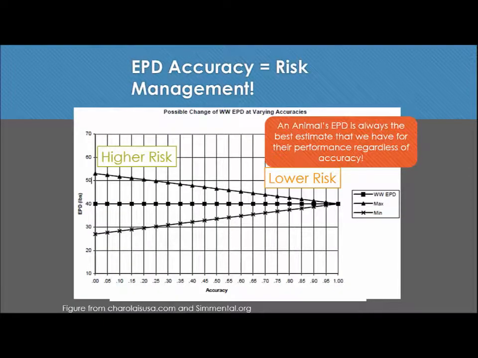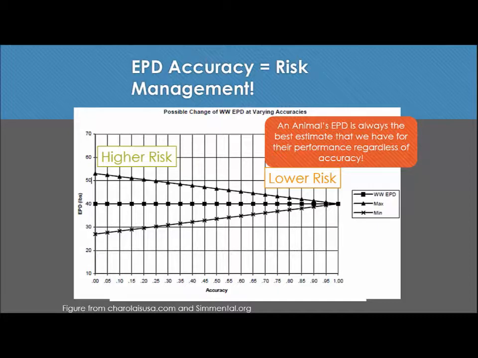But I mentioned before, the accuracy is really our risk management tool, and this is why. It relates to the fact that those EPDs change over time. Particularly if we're thinking about a really critical selection decision, like making sure that we have a high calving ease sire to breed to our heifers in a particular year, for example. If we use a low accuracy bull, which we can do, even if it has a really fantastic calving ease EPD, we know that it can change a little bit because it's on the lower end of that accuracy scale. So it's a higher risk decision than it would be if we came over here and used a more highly accurate AI sire for that particular mating, as an example.